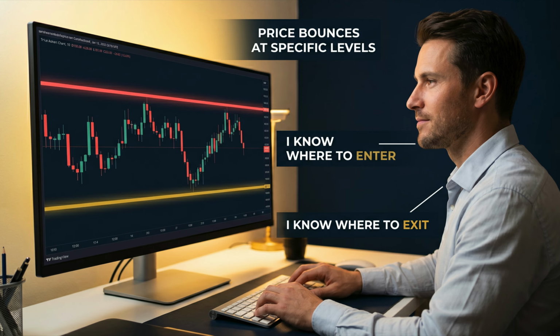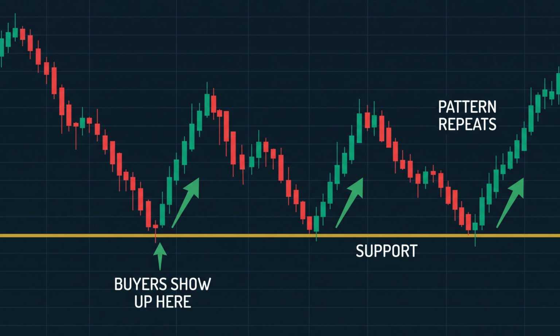This video shows you exactly what support and resistance are, why they form, and most importantly, how to identify them. By the end, you'll see these levels on every chart. Let's start with support. Support is a price level where the price stops falling.